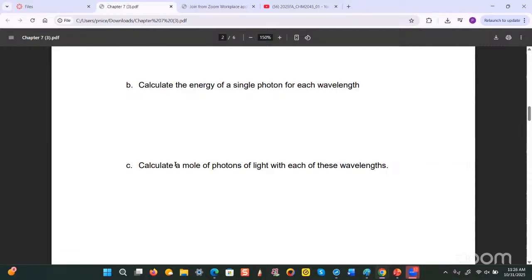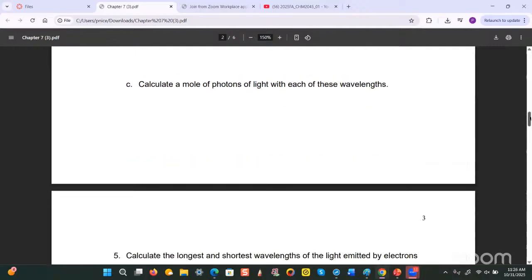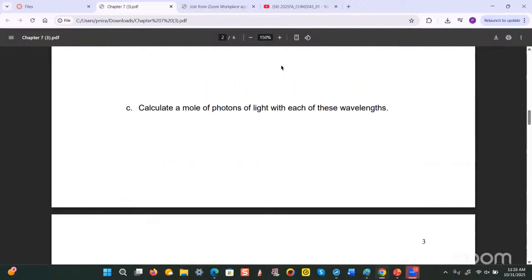Okay, this is a typo, so please make a note of this. What part C is asking for is to calculate the energy of a mole of photons of light with each of these wavelengths. That's what the question is asking for, all right?